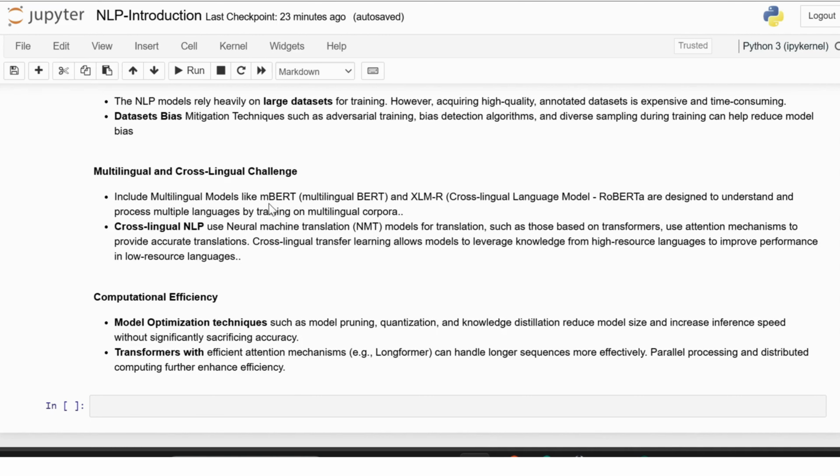An effective solution may include multilingual models like mBERT, Multilingual BERT, and XLM-R, Cross-Lingual Language Model RoBERTa, which are designed to understand and process multiple languages by training on multilingual corpora. And also use neural machine translation, NMT, models for translation, such as those based on transformers, which use attention mechanisms to provide accurate translations. Cross-lingual transfer learning allows models to leverage knowledge from high-resource languages to improve performance in low-resource languages.